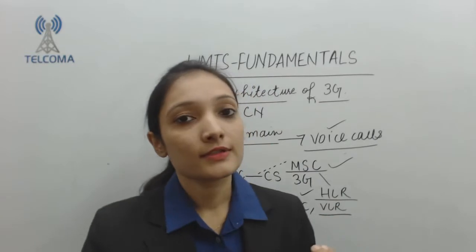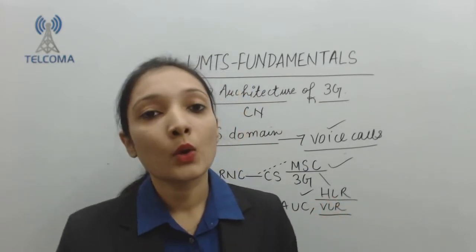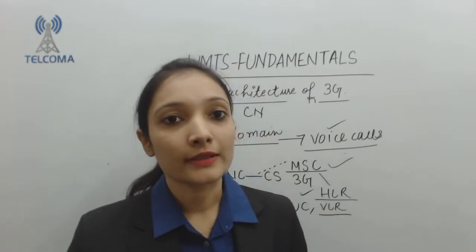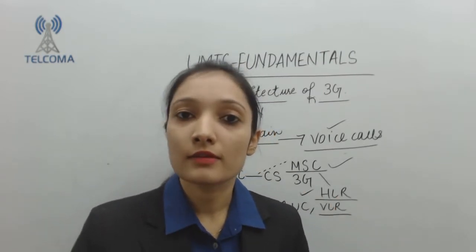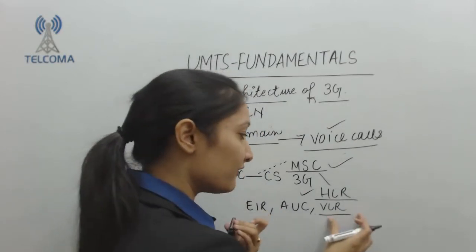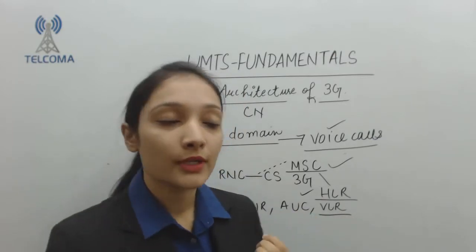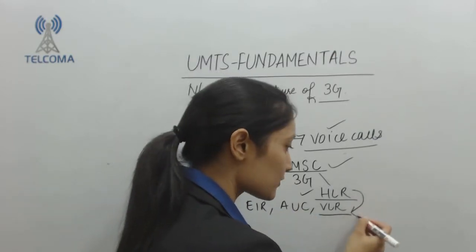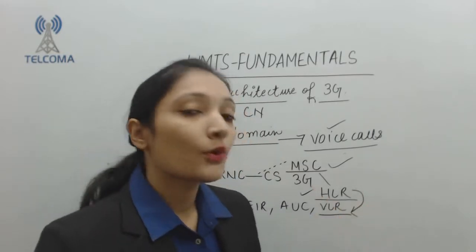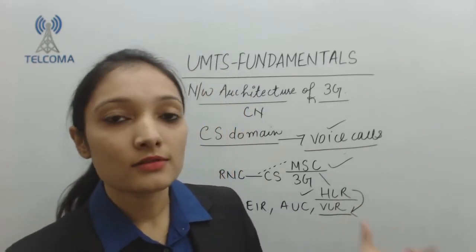Next is our VLR, which is our Visitor Location Register. Now, if I'm moving from my home network to some visitor network or to some foreign network, so in that network, I also need to access the services. I also need to make the calls. So for that purpose, the VLR is used. That means my file will be temporarily copied to VLR so that it can authenticate me and connect me to the node base or RNC in that network so that the user can access the services.